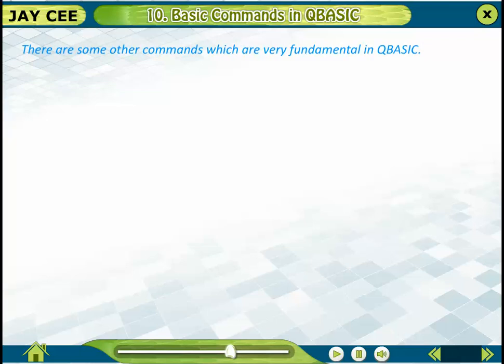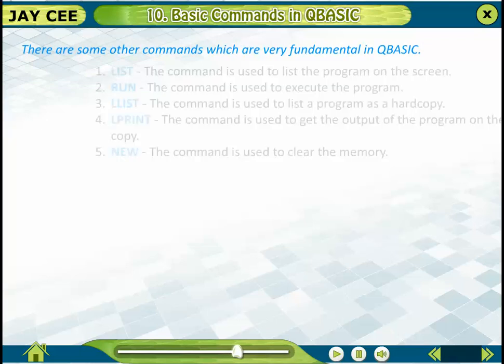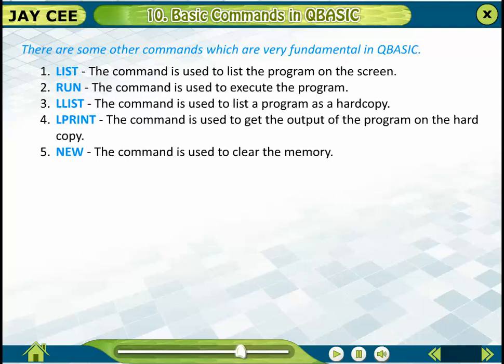There are some other commands which are very fundamental in QBASIC. LIST. The command is used to list the program on the screen. RUN. The command is used to execute the program. LLIST. The command is used to list a program as a hard copy. LPRINT. The command is used to get the output of the program on hard copy. NEW. The command is used to clear the memory.